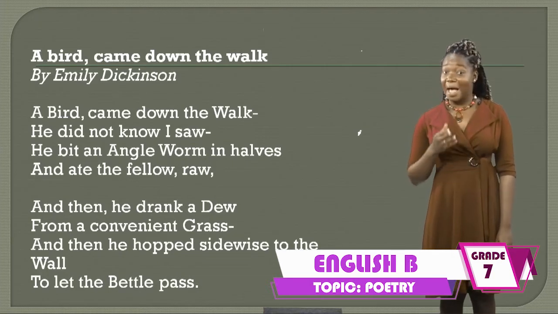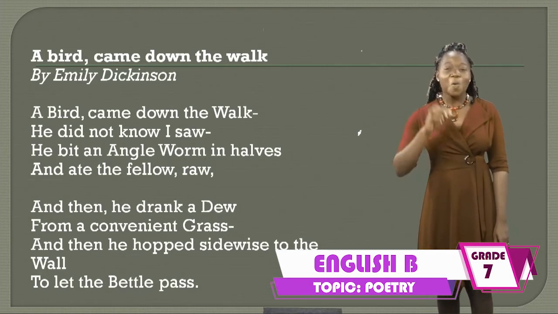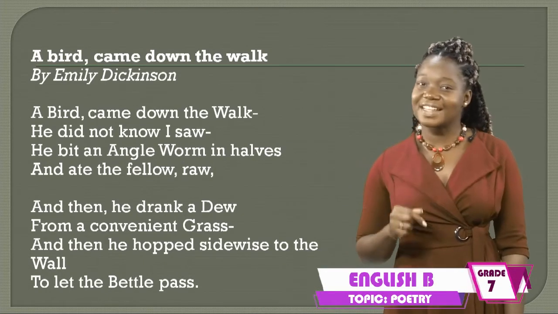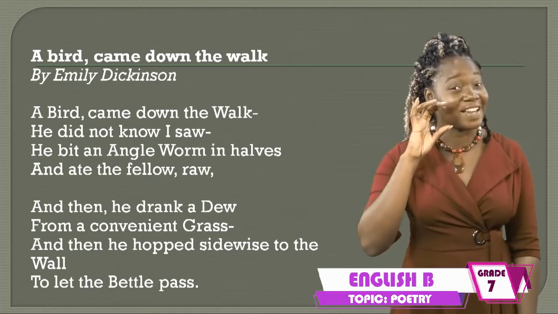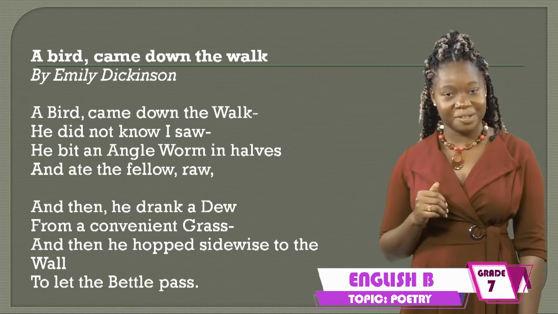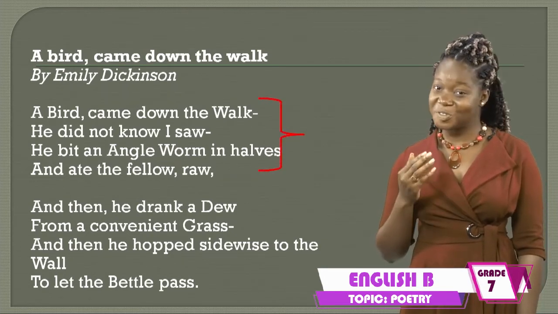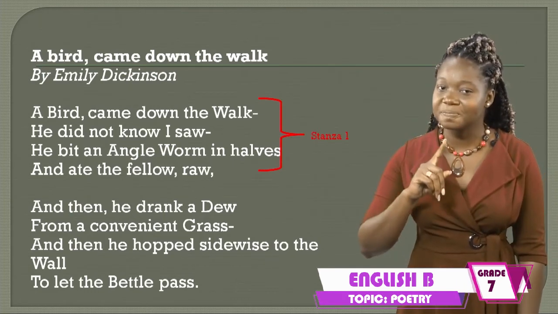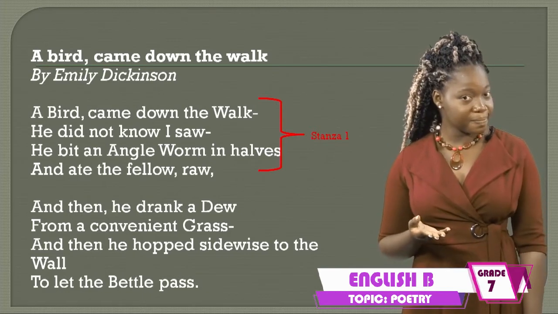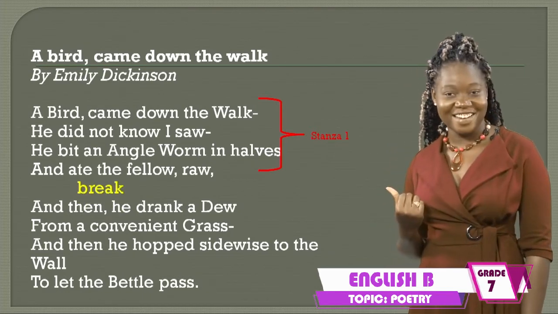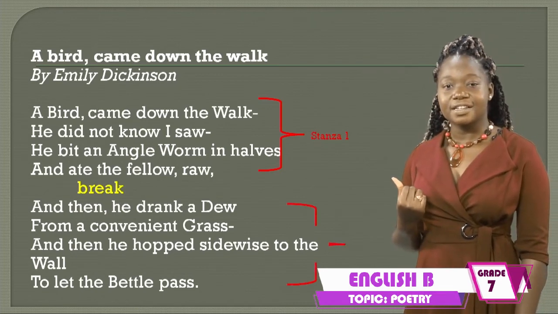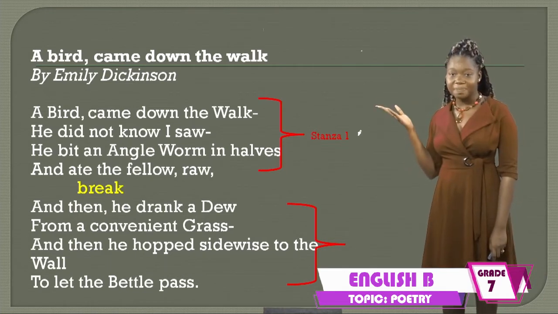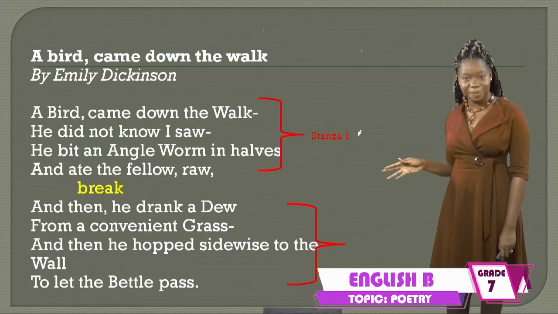The same poem, A Bird Came Down the Walk. What would be the stanza in this poem? Remember, we just said a stanza is a group of lines before the break. Do you see our stanza? Yes. So this is stanza 1. And where would the break be? Right there. Stanza 2. So you have stanza 1, and then we go down to stanza 2.